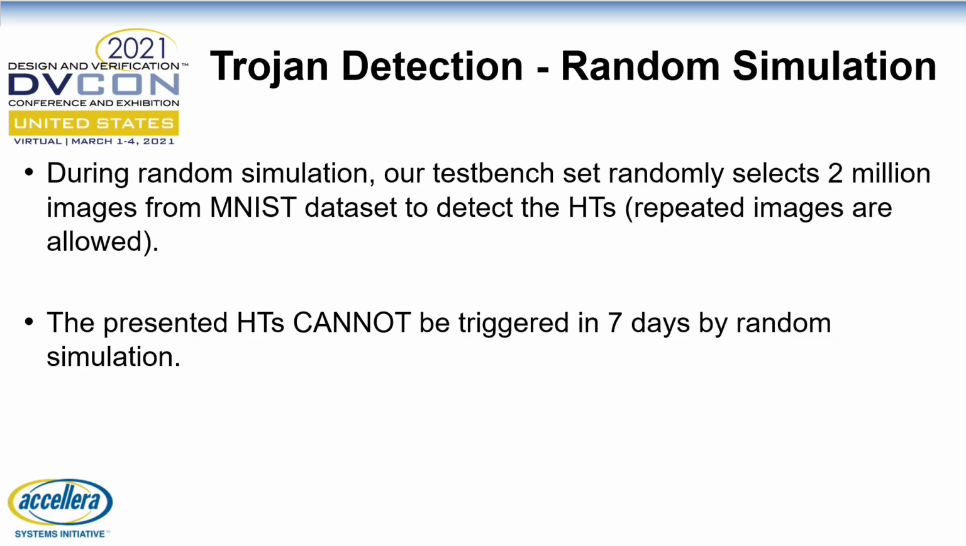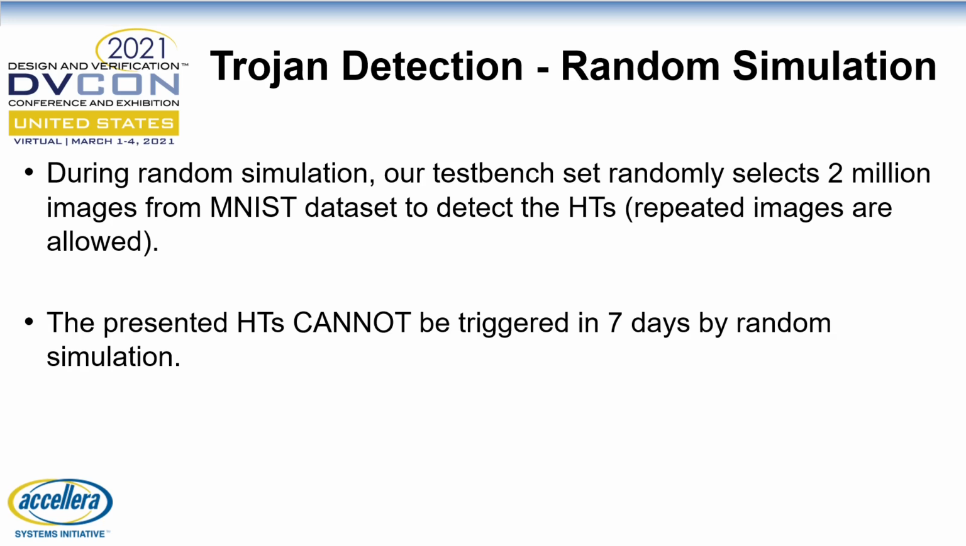In our experiment, the probability to trigger our real value sequence is 1/10 to the power of 8, which is a very rare corner case for random simulation. As a result, the test bench ran 2 million images for around 7 days and did not trigger the real value triggering condition.